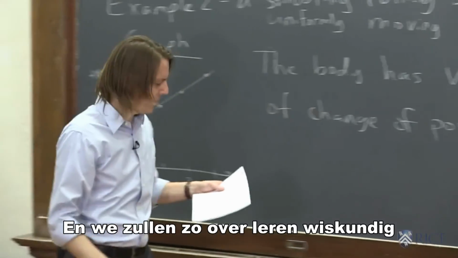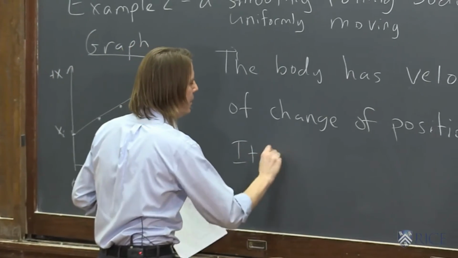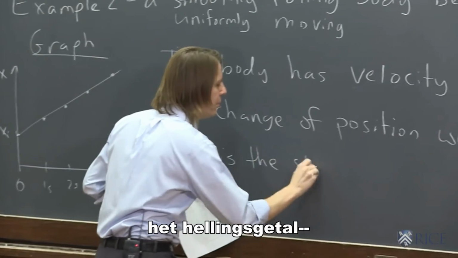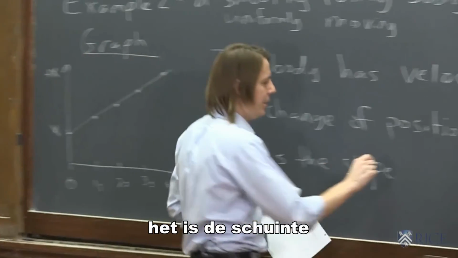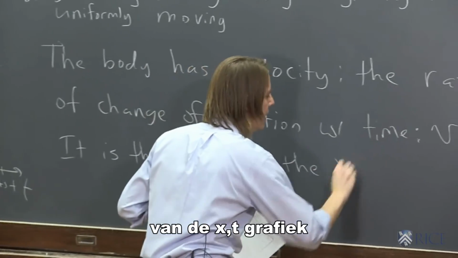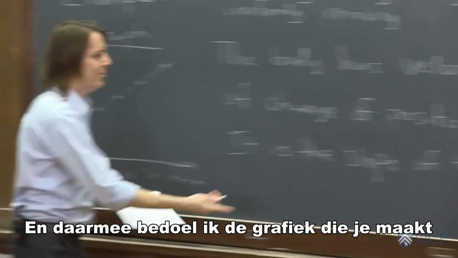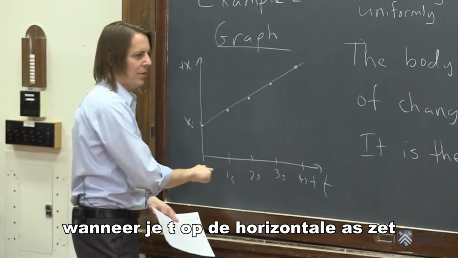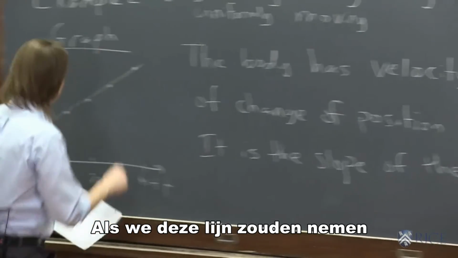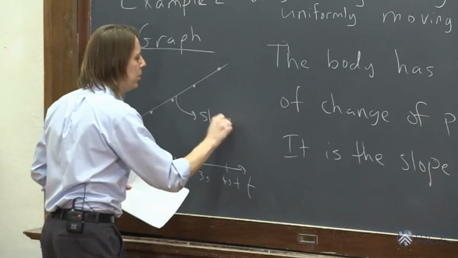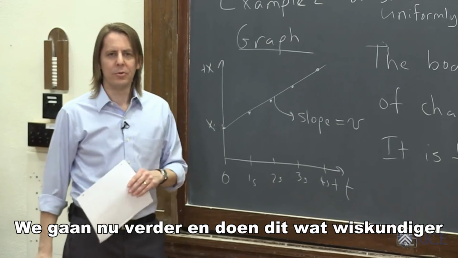And we'll get more into the math of it in a minute. I just want to point out another thing. It is the slope. If you've taken some algebra and done some plots and you know what slope is, it is the slope of the xt graph. And by that I mean the kinematics plot that you make, when you put t on the horizontal axis like you always do, and you plot position on the vertical axis. Right? So if we were to take this line and find its slope, that would be equal to v. Okay? So now next we'll move on and do this a little bit more mathematically.